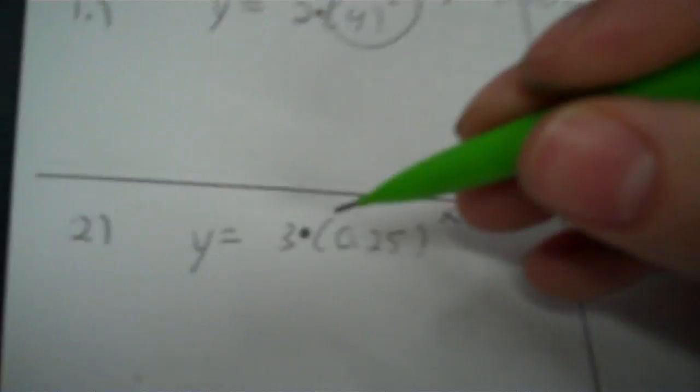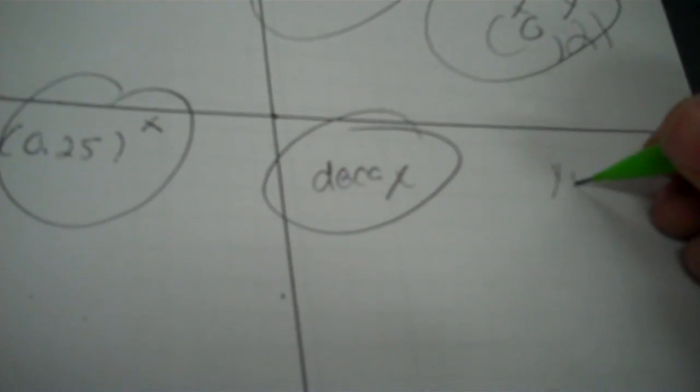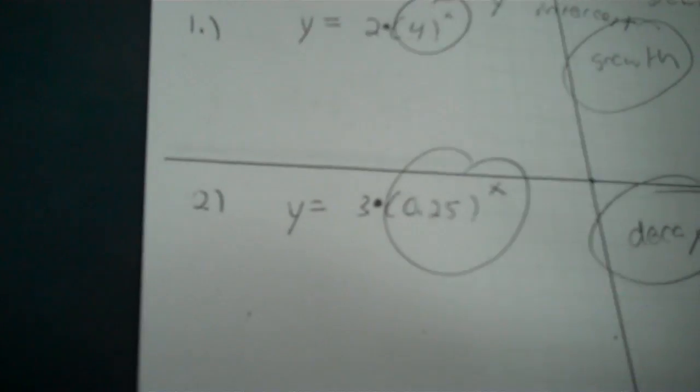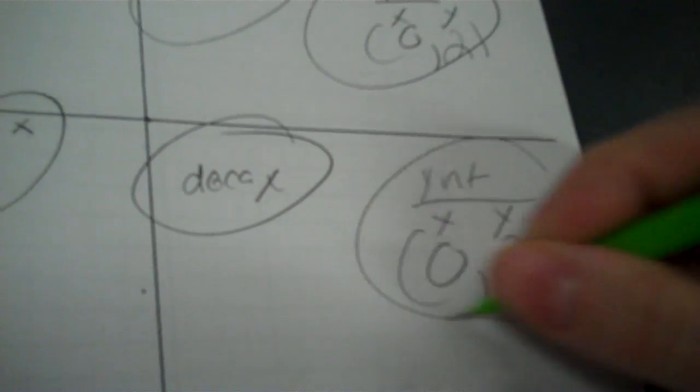Now, 3 is your initial amount. 0.25 is less than 1. You're multiplying by a number less than 1. It's a decay. Okay, then your y-intercept, I think it's going to be 3 because that is 1. 3 times 1 is 3.